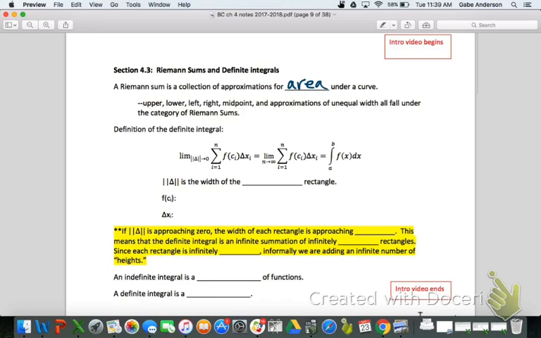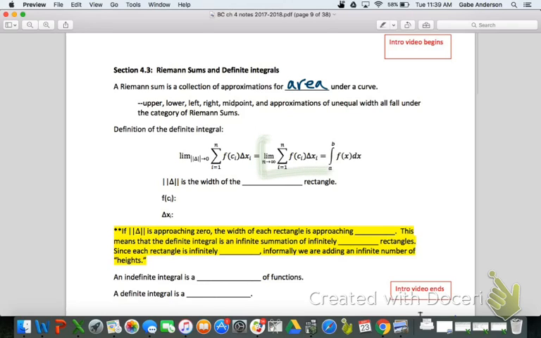And all the different sums we looked at, left, right, midpoint, upper or lower approximations where the base length of all the rectangles is different, these all fall under the category of Riemann sums. So the definition of the definite integral, this is a big one, definitely complicated looking, but what I want to draw your attention to here first is this.